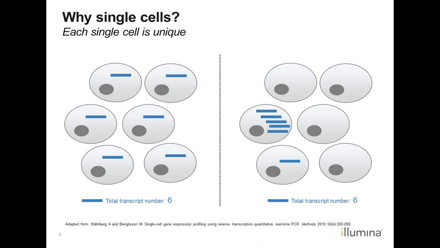So why single cells? Well, because each cell is unique, and having the ability to look into individual cells can tell you more about the underlying biology. In this example that we see here, we have two collections of cells, A and B. If you treat them both in a bulk fashion and you look at the blue transcript, you will arrive at the conclusion that the total transcript number in population A is 6, and that the total transcript number in case B is 6 as well. So this may lead you to the conclusion that these two situations are exactly the same, but these are in fact two very different biologies.